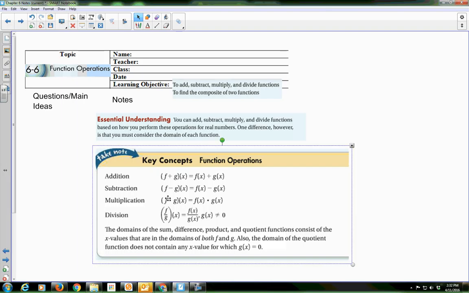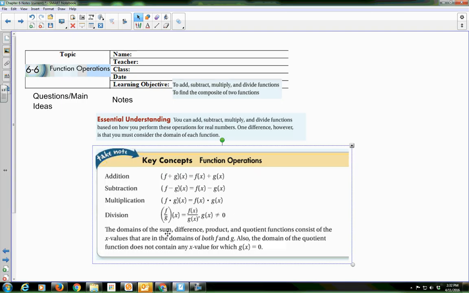Multiplication, so when we write it like this, f times g of x, we really mean f of x times g of x, the two functions multiplied together. And then we write in function notation f divided by g of x, that is equal to f of x over g of x, as long as g of x does not equal 0.